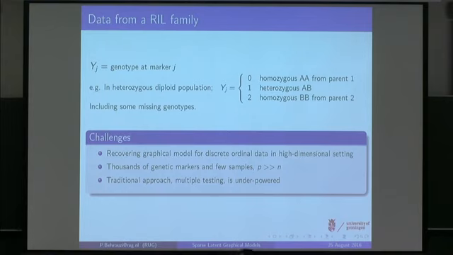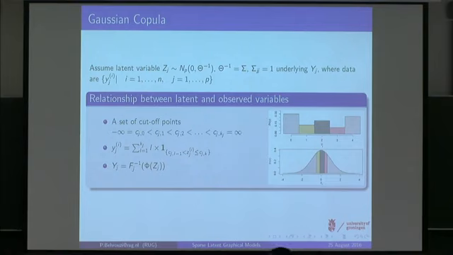Just to point out what kind of data we have: for diploid species, we have three levels. 0 is when the genotype of the offspring comes from one parent, for example the mother, the other is when the genotype comes from the father, and the one in between is half from the mother and half from the father. The challenge here is that we want to recover a graphical model for discrete ordinal data in high dimensional settings, with large p small n, and the traditional multiple testing that I pointed to is underpowered.